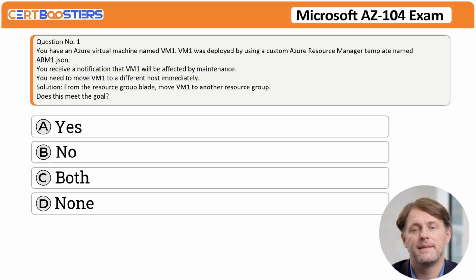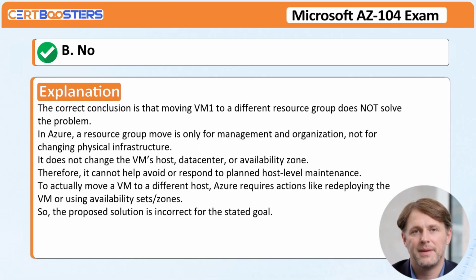Question number 1. You have an Azure virtual machine named VM1. VM1 was deployed by using a custom Azure Resource Manager template named arm1.json. You receive a notification that VM1 will be affected by maintenance. You need to move VM1 to a different host immediately. Solution: from the resource group blade, move VM1 to another resource group. Does this meet the goal? A. Yes. B. No. C. Both. D. None. Answer: B.